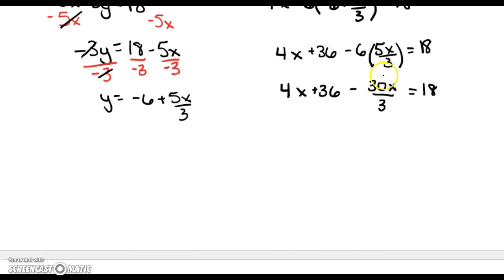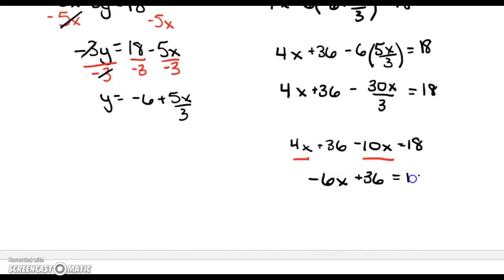I can simplify our fraction here because 30 divided by 3 is just 10. So we have 4x plus 36 minus 10x is equal to 18. Then I can combine like terms. We can add 4x and negative 10x to give us negative 6x, and then plus this 36 is equal to 18.